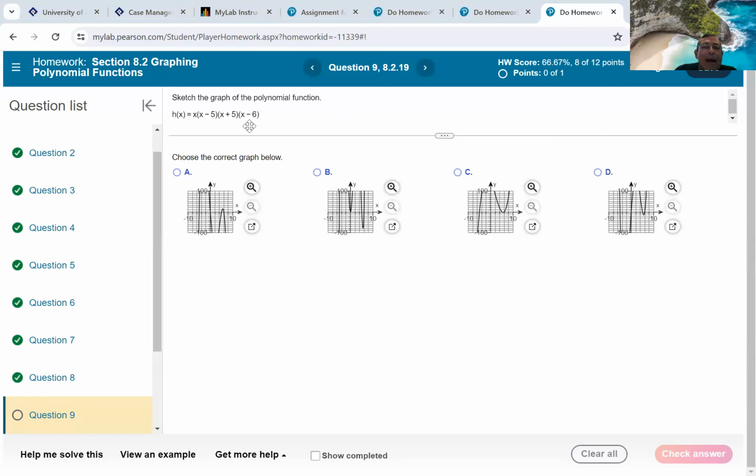So this one, I'm going to graph it. Now the X's go from negative 10 to 10. The Y's go from negative 100 to 100. So let me write this down. X minus 5, X plus 5, and then X minus 6. So, and if you notice, these graphs are going everywhere. So let's graph this and change our window and see what we get.